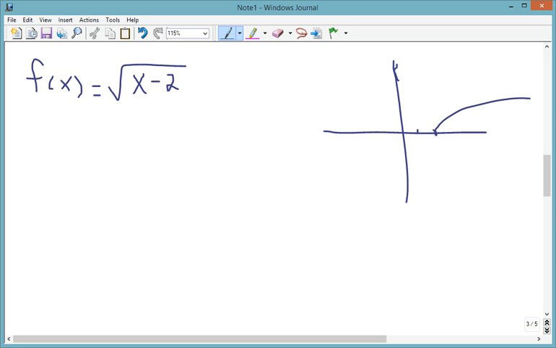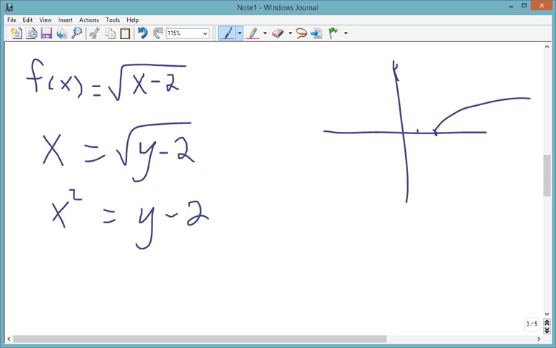So when we reflect it, we're only going to be able to use part of our parabola. We're going to have to restrict the domain. So we'll use our graph to help us figure out the domain. In the meantime, let's switch the x and y. x equals the square root of y minus 2. We'll square both sides, and then add the 2 to solve for y.